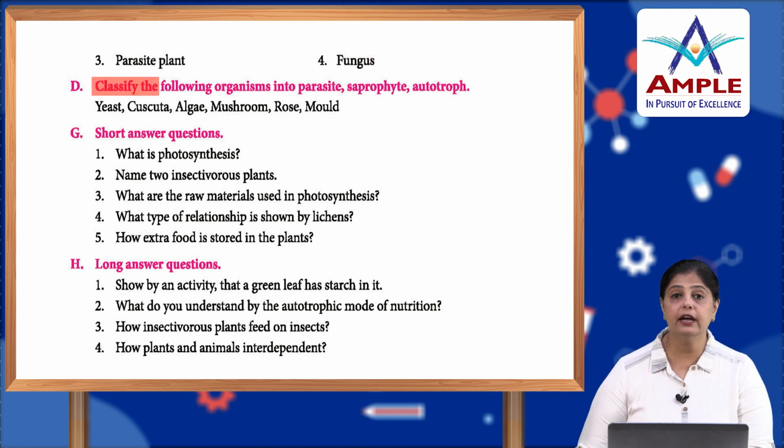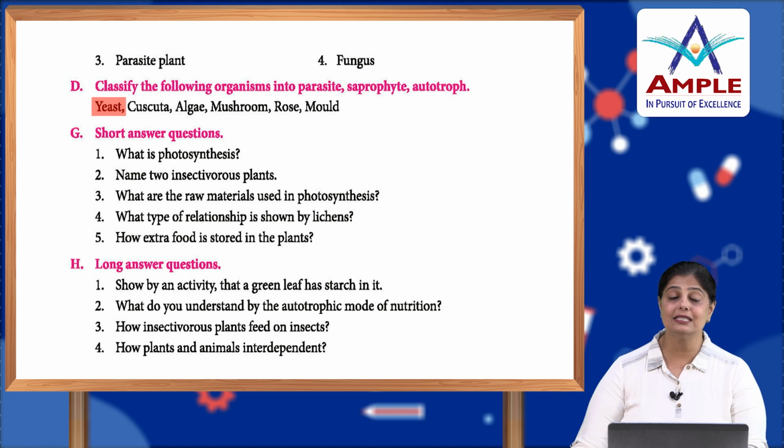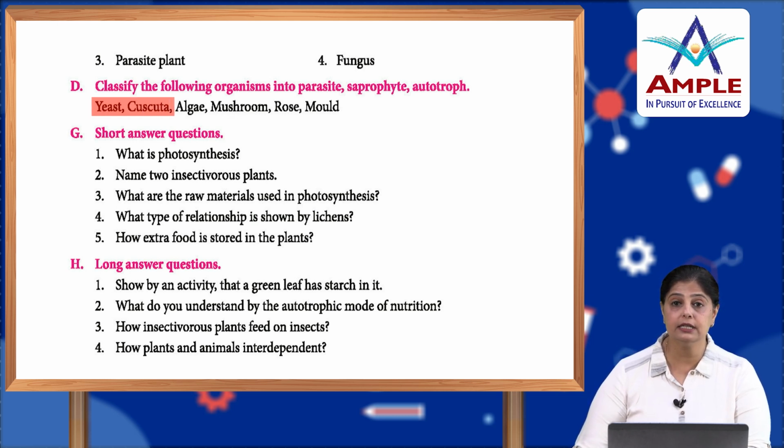Now, classify the following organisms into parasite, saprophyte and autotroph. Yeast, what is yeast? Yeast is a saprophyte. Cuscuta, parasite. Algae, mushroom and mold, they are all saprophytes, and roses, autotroph.